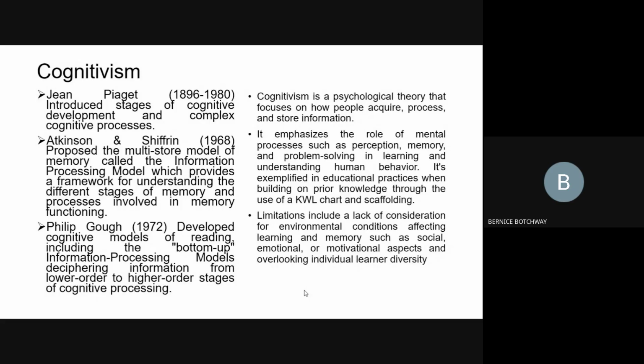So it deals with mental processes like thinking. We have mental processes like remembering, perceiving, and problem solving. The cognitivists view learning as an internal process where the human mind actively constructs knowledge. And we construct knowledge by connecting new information with the existing ones. This is the main idea of it. The mind is an information processor.